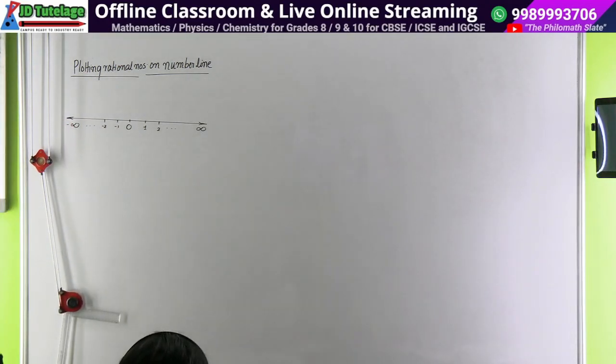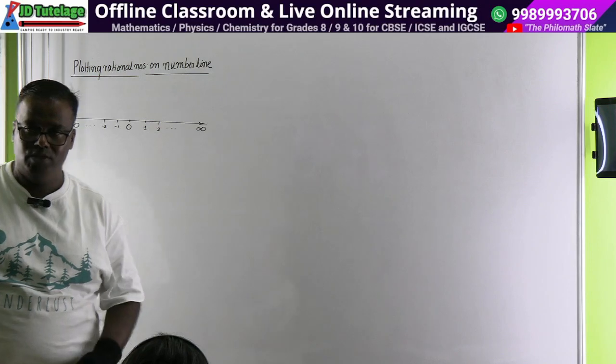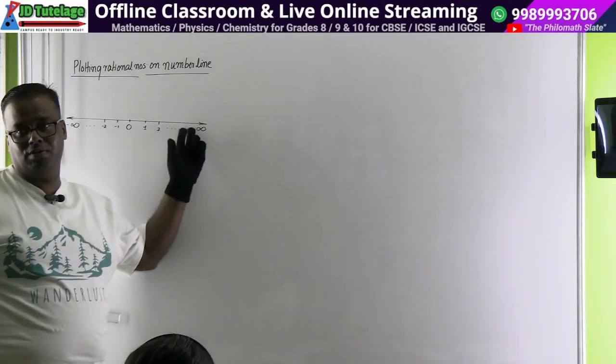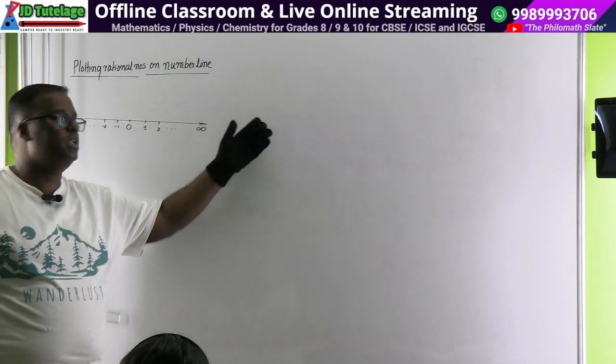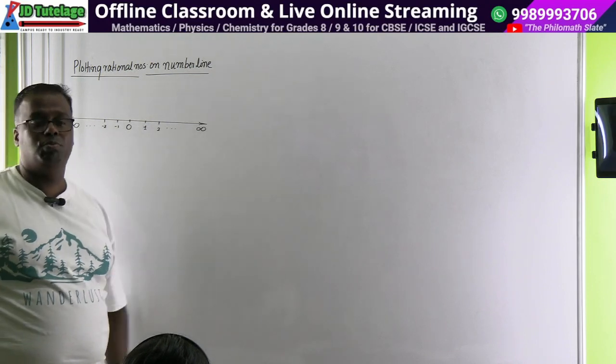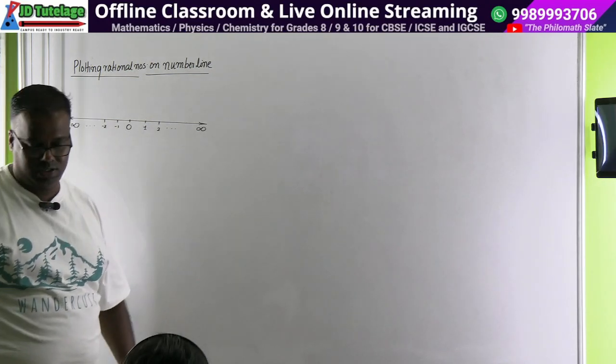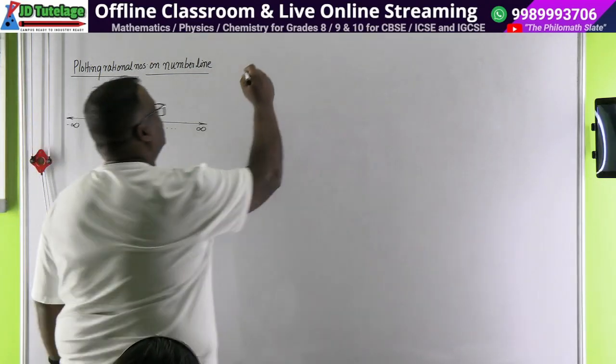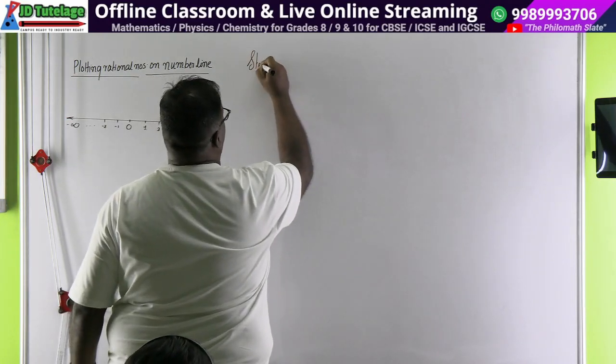हमको इस number line में कोई भी rational number plot करके दिखाना है. Suppose somebody tells you where is 5, you know 5 यहाँ पे होगा. Where is 243, on this side. But now we have to plot rational numbers. ठीक है? So how to do it? Steps. Let's see the steps.